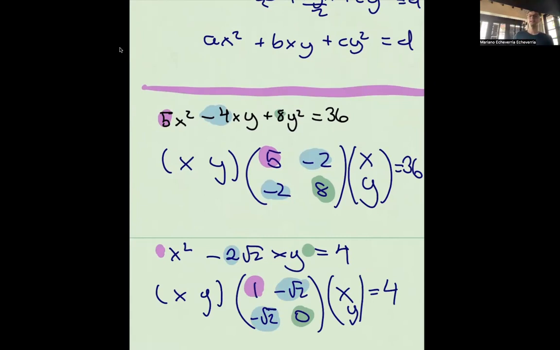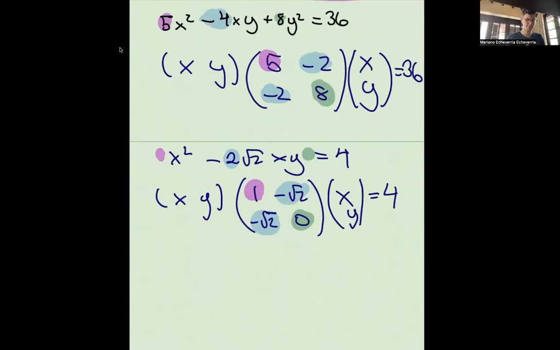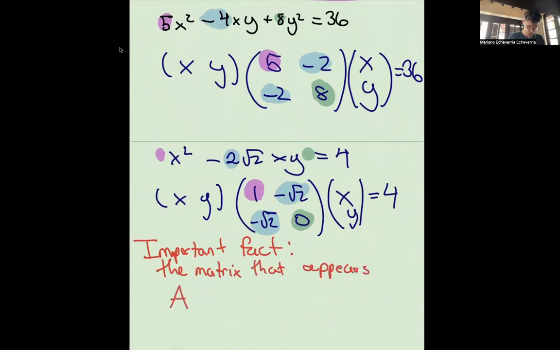Okay. Now, what's the nice thing? Is that making sense so far? So what's the nice thing here? The nice thing is that the matrix that always appears in these problems is symmetric. So what's the important fact? It's symmetric.